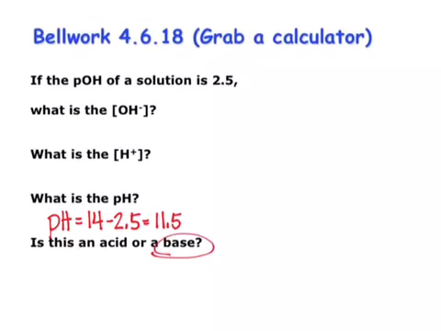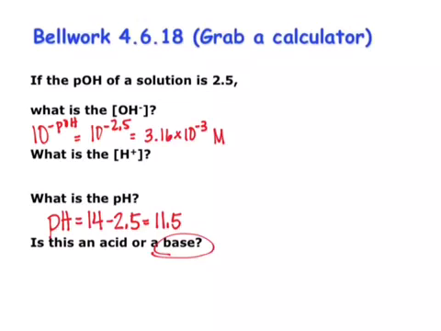All right, next. How do we solve for OH negative? 10 to the negative POH, which is 10 to the negative 2.5, which is 3.16 times 10 to the negative 3. And the unit is big M, or moles per liter, whichever one you like.